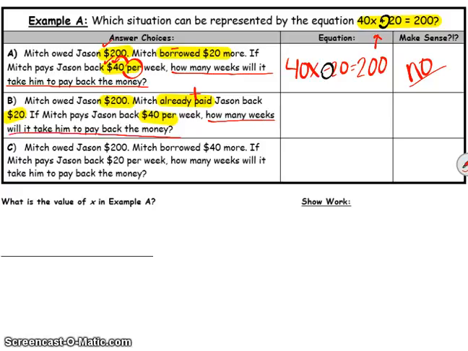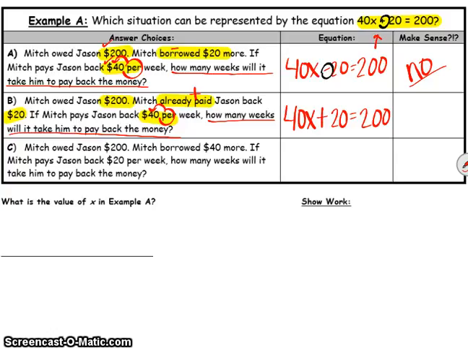So I always start with the total. The total is my biggest number. So I have 200 is equal to, then I find the word per or each. So I have per here, and the 40 is next to it. So I have 40x. And then it says already paid Jason back $20. So I know that already paid tells me that I already gave the money back. So I'm going to add 20 here. So 40x plus 20 is equal to 200.